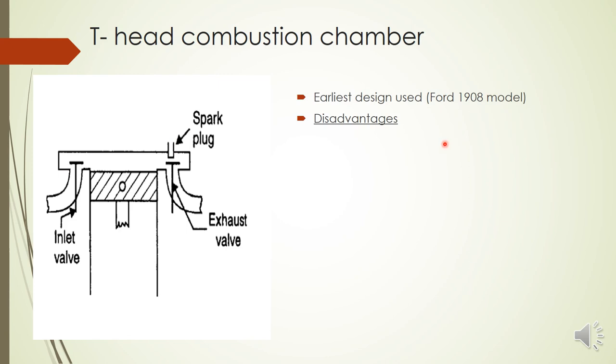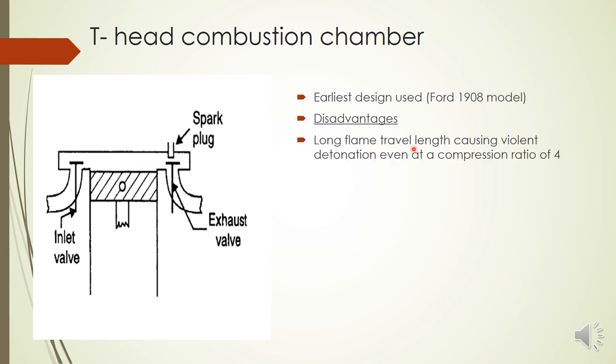And why it was abandoned quickly is that it had several disadvantages. You can see the first disadvantage is the flame travel length. It has a very long flame travel length, which causes a violent detonation at a compression ratio even at 4. So this is the flame travel length, starting from the spark plug to the other corner. So the flame has to travel this much length. This is a very long travelling length for the flame. So that is why the violent detonation happened even at a compression ratio of 4.